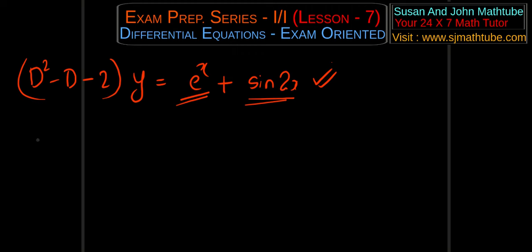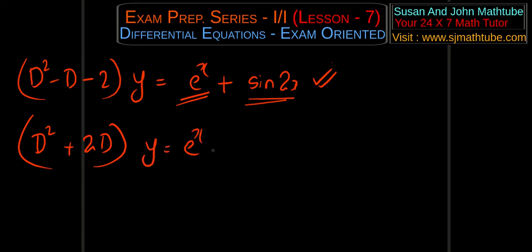And another question from 2069. Solve the differential equation (D² + 2D) y = e^x + e^(−x). So both are type 1, type 1. So try these questions.